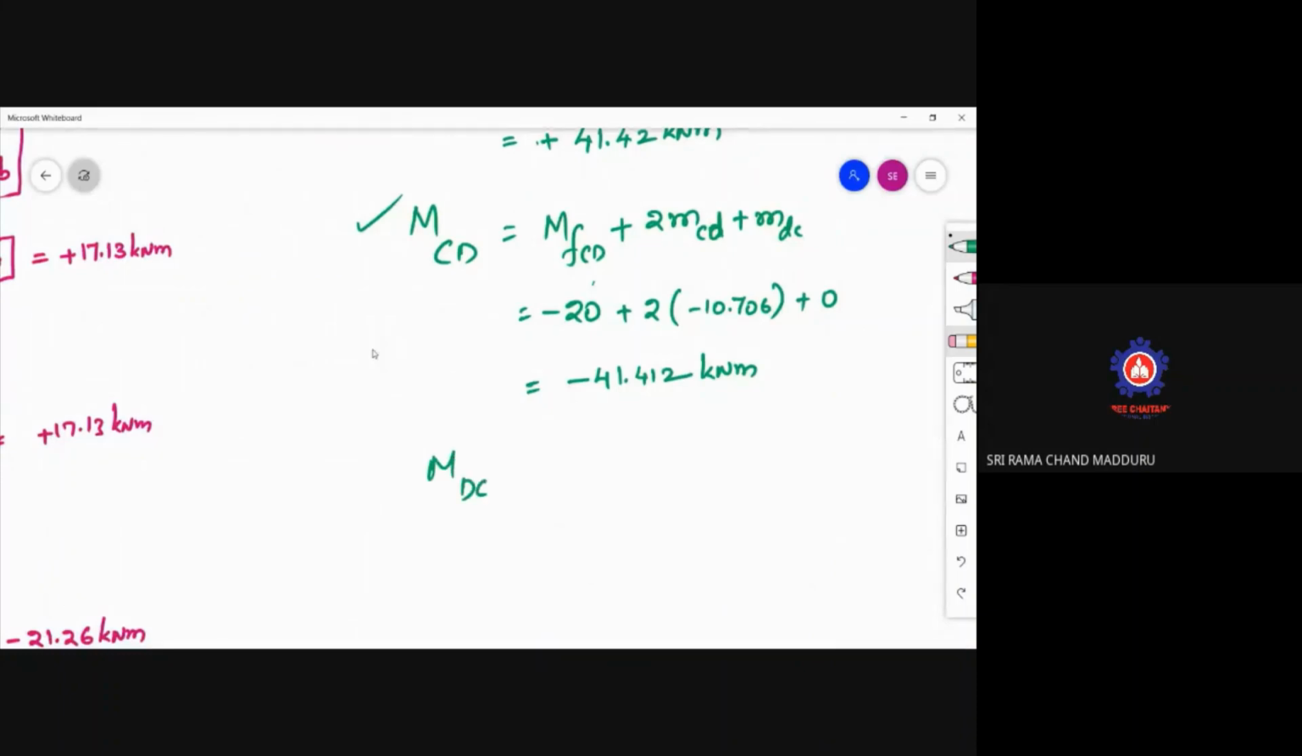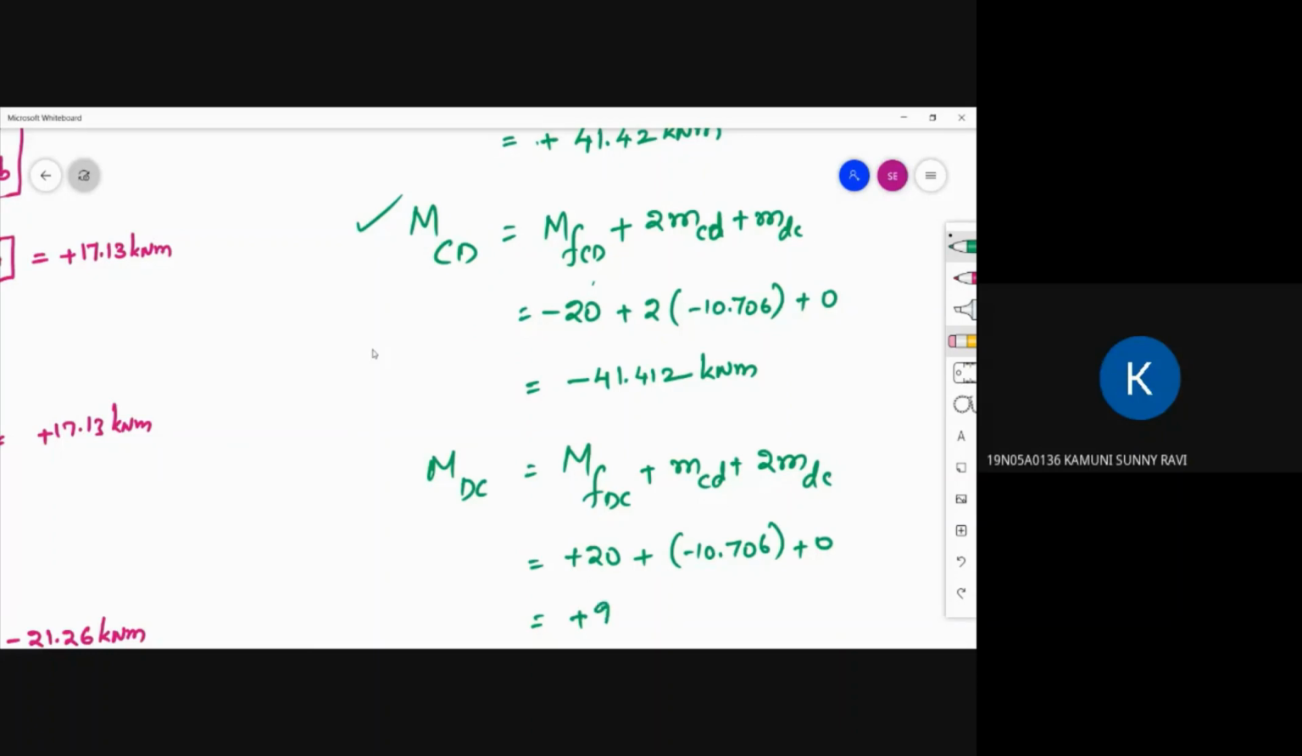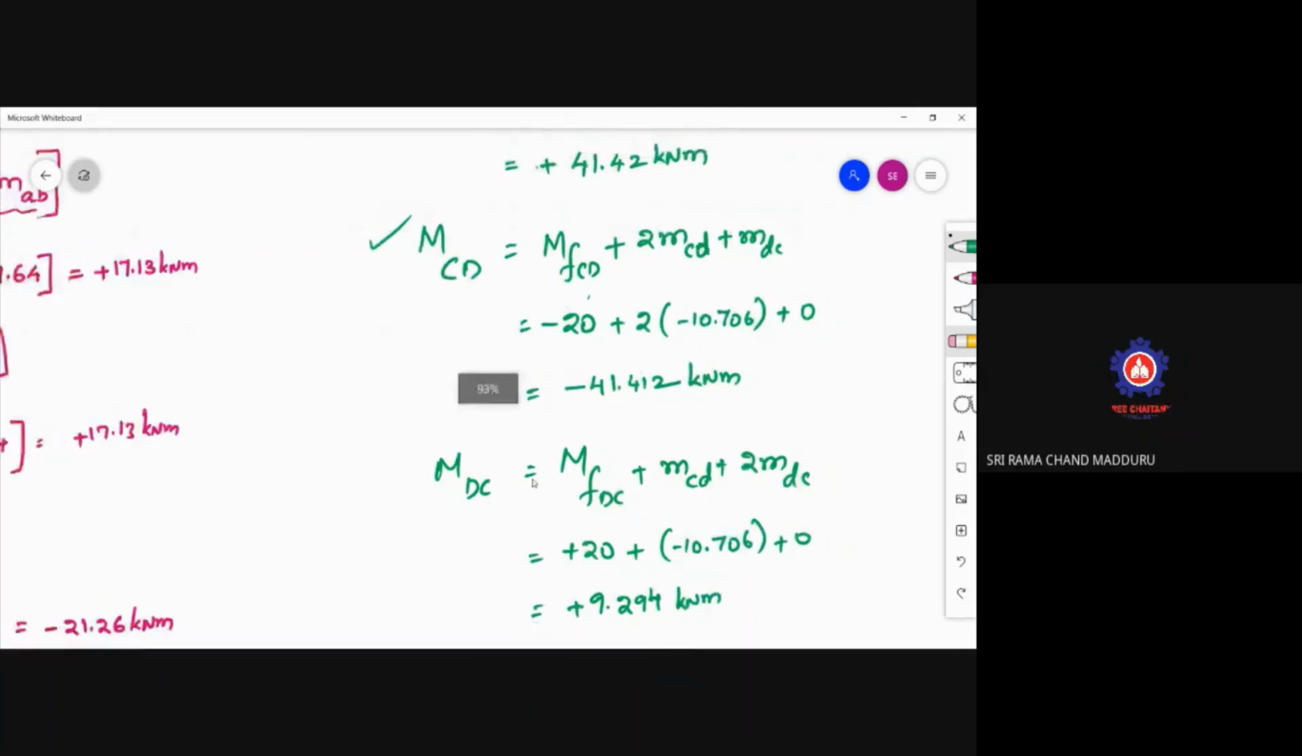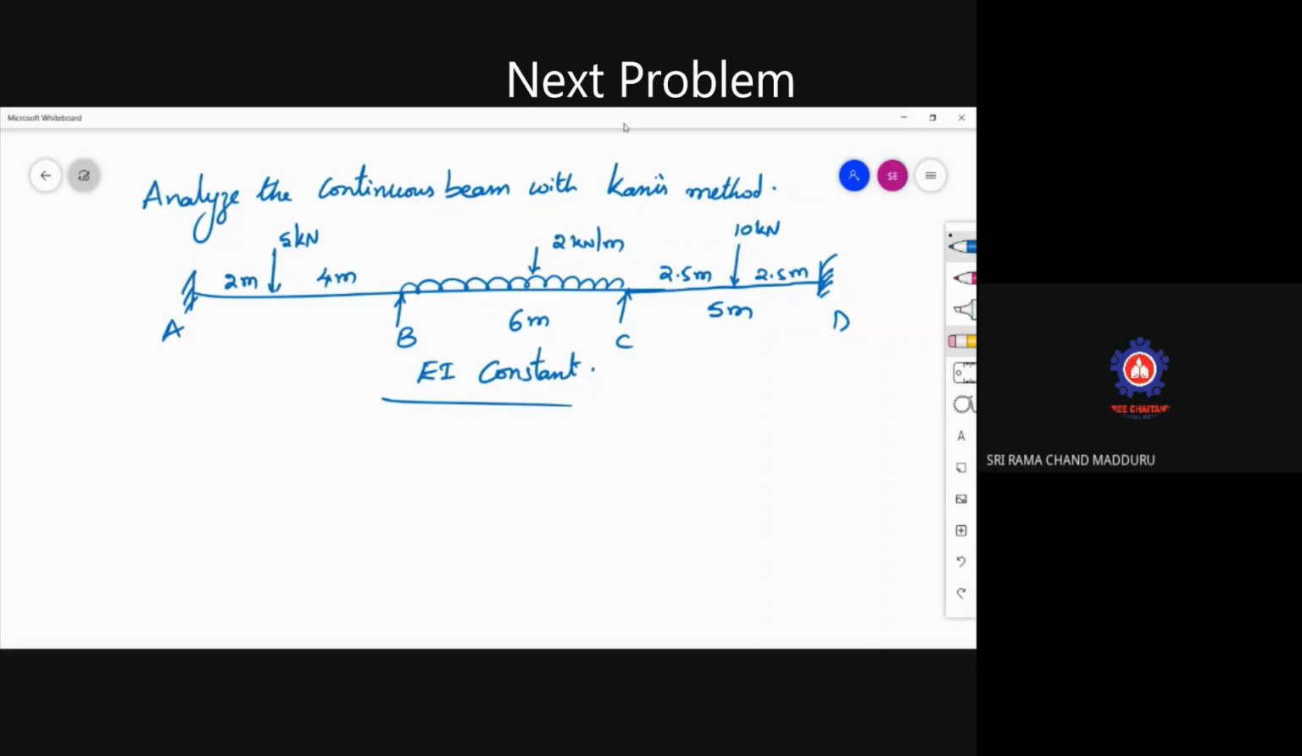And MDC: MFDC plus MCD plus 2MDC. Plus 20 plus minus 10.706 plus 2 times of 0, which is plus, what is the value? 9.294 kilonewton meter. So these are your final end moments. So try to do the problem as our previous problem only.